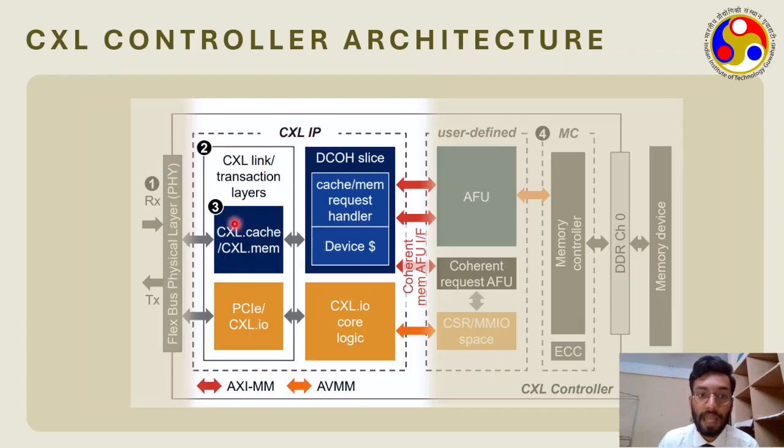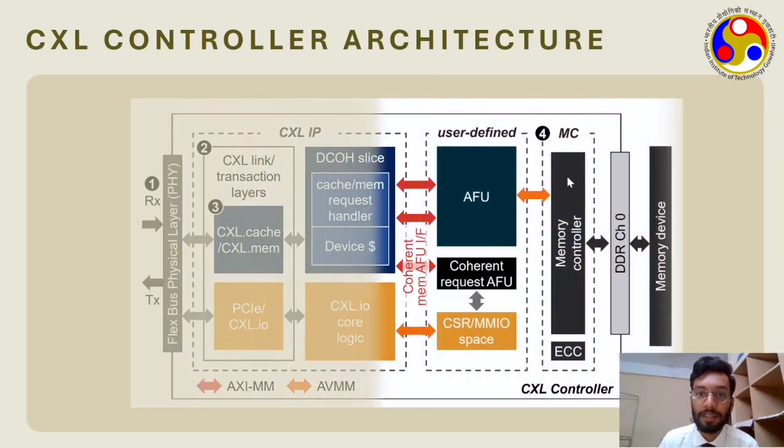The CXL.cache in itself has one or two DCOH engines, which is device coherence engines. This includes device caches and it is used to service all the D2H and S2D requests which come. So whether a request is coming from device to host from our coherent request AFU or whether the request is host to device from our CPU, this DCOH will service all those requests.